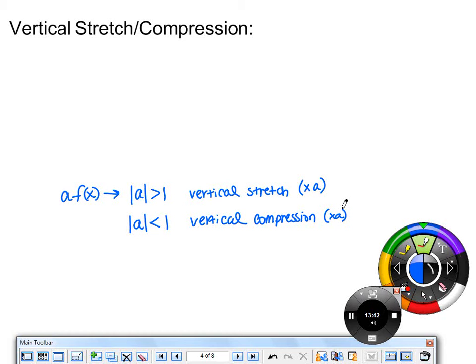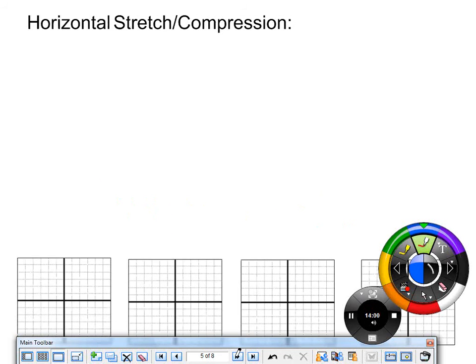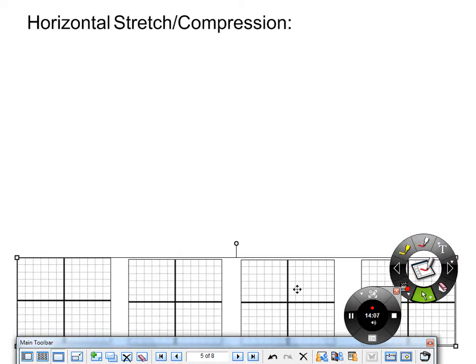Is everybody okay with vertical stretches and compressions? You look at the number out here, you literally use that number, and if that number's bigger than 1, you're timesing by something bigger than 1, so you're stretching stuff. If it's smaller than 1, when you times things by something smaller than 1, they get smaller, so that's why it's a compression. Okay? So the horizontal stuff gets a little bit trickier.